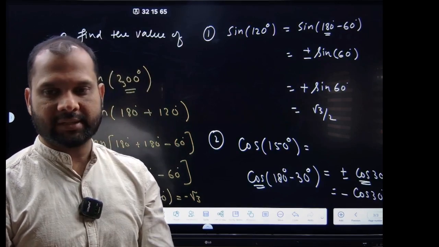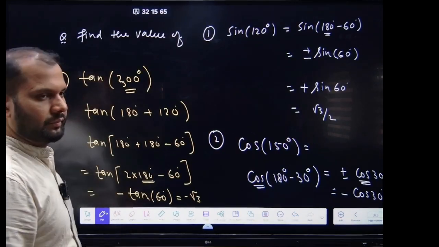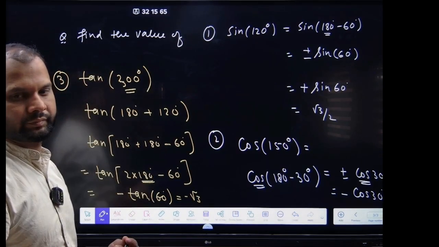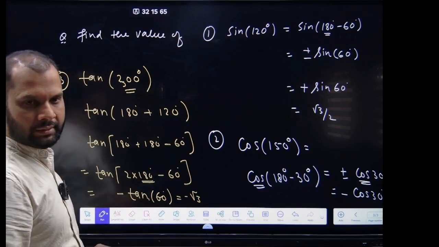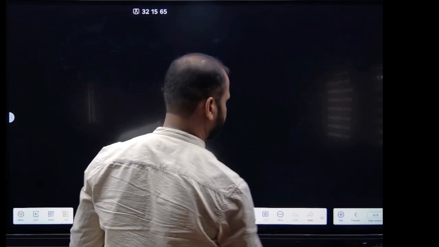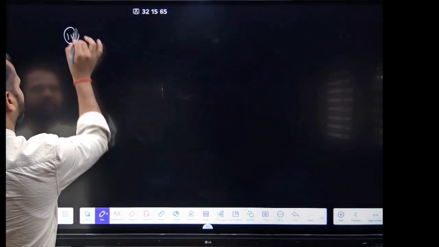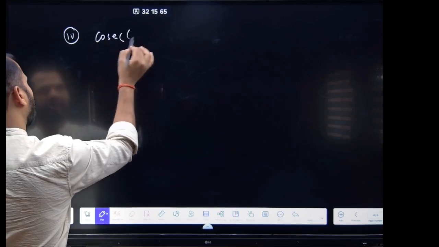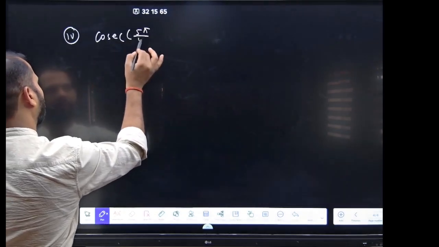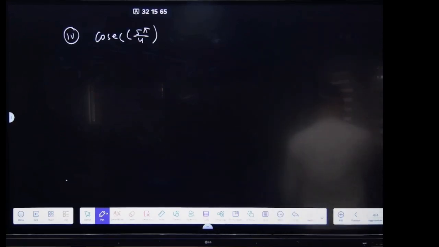Should I move to the next? Done? Write down next. The last question we will solve, and then we will move to the further topic. Write down next: cosecant 5 pi by 4. All of you try to solve cosecant 5 pi by 4.